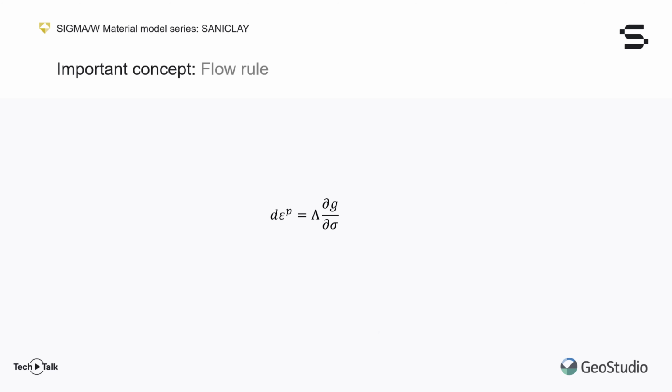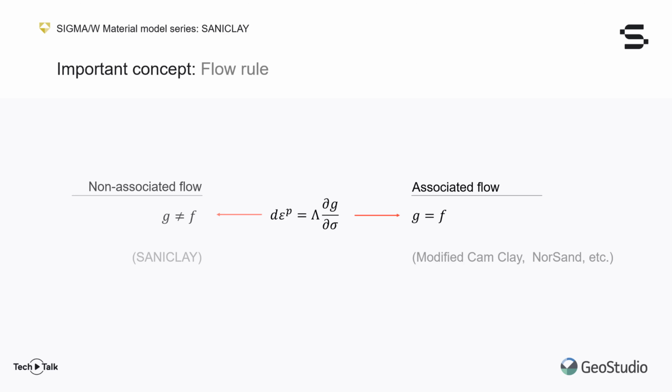Out of simplicity, many constitutive models will have their plastic potential function be equal to their yield surface function. This is what we call associated flow. Modified Cam-Clay and Nor-Sand are examples of associated flow soil models. The associated flow simplification is convenient because it avoids creating new model parameters, further complexifying the soil model. However, associated flow often fails to capture some aspects of soil behavior. Hence, the motivation to include non-associated flow rules in certain soil models like SANICLAY. In these cases, a plastic potential function distinct from the yield surface function is defined.